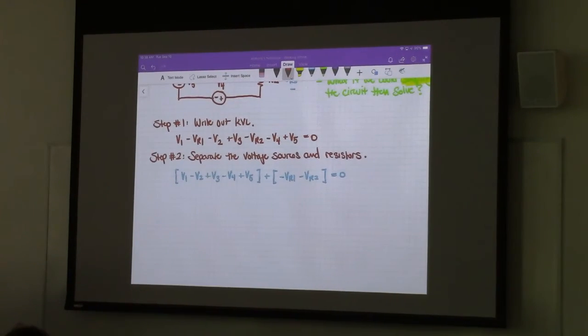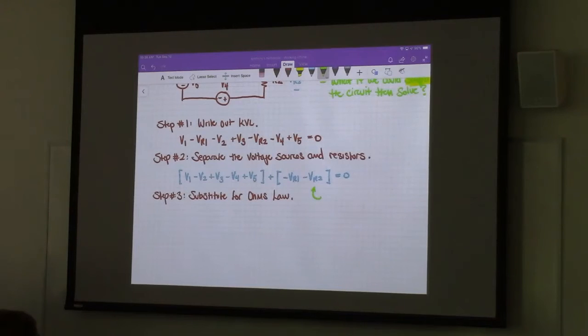Next, I'll make my substitution for Ohm's law, which is essentially going to tell us right here that this is equal to IR2, and then the other one's going to be IR1. So what we have is V1 minus V2 plus V3 minus V4 plus V5. And then I can pull out the I, and I can also pull out the minus.